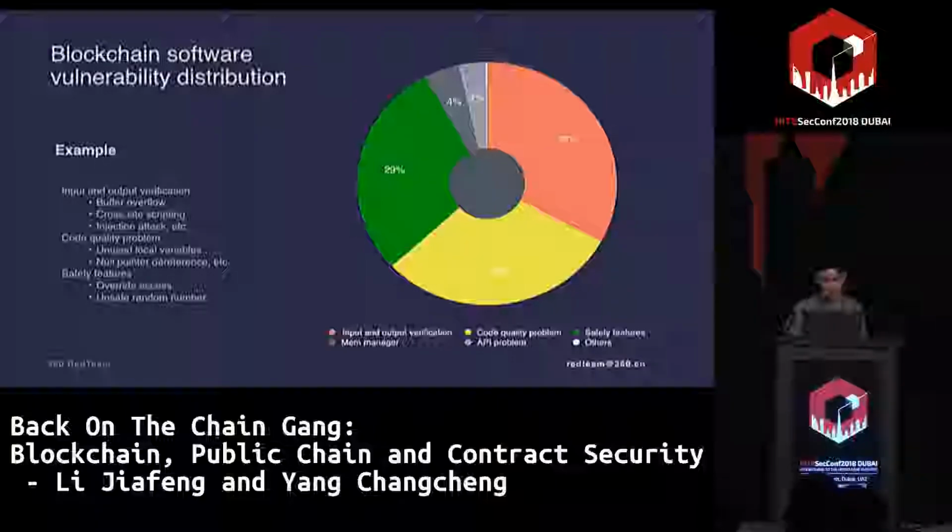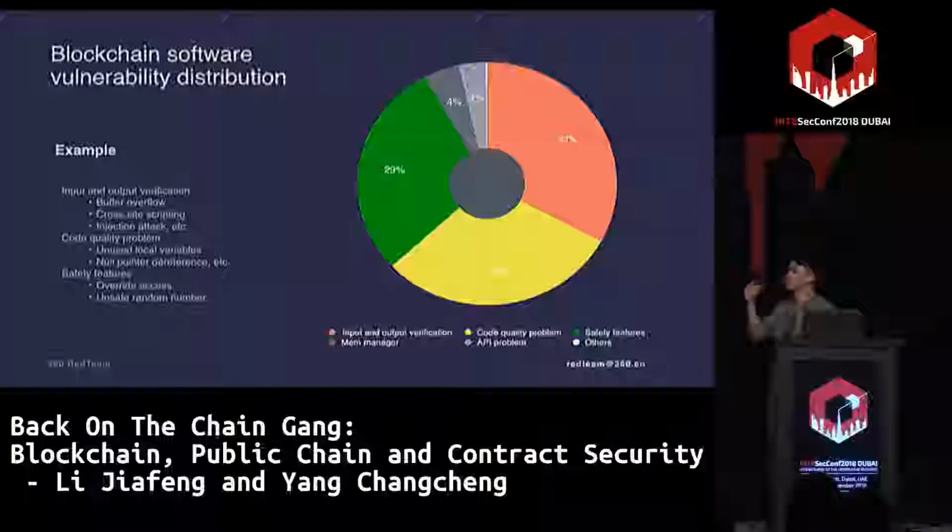And next is code quality problems. I think if someone codes a program, there must be some problems. So you need to attack it, hack it, or do a penetration test. And the third part is safety features about override access and unsafe random numbers.